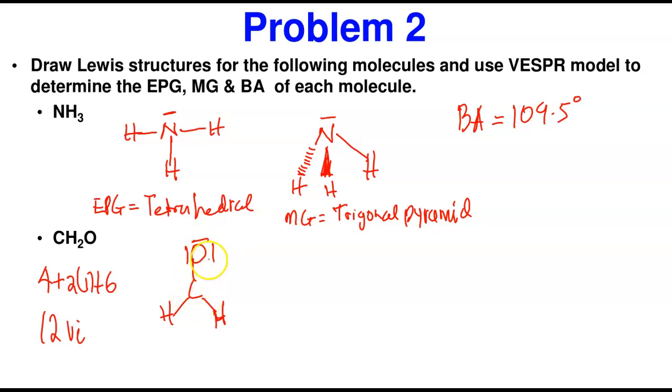The carbon is not satisfied. What do we do again? Remember, I'm going to take away this one and make what? A double bond. If you make this bond now, it becomes complete. So, and there is no lone pair.